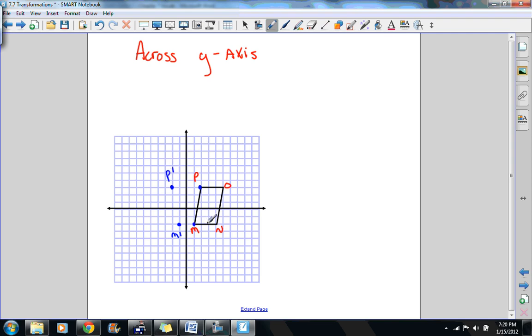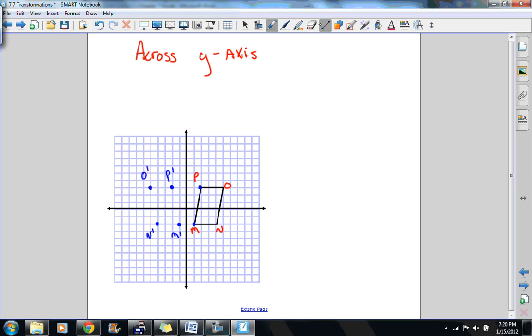N was 1, 2, 3, 4 to the right. So now it has to be 4 to the left. 1, 2, 3, 4. And we'll call this N prime. And finally, O was 5 to the right, so it has to be 5 to the left, and it'll be right here.